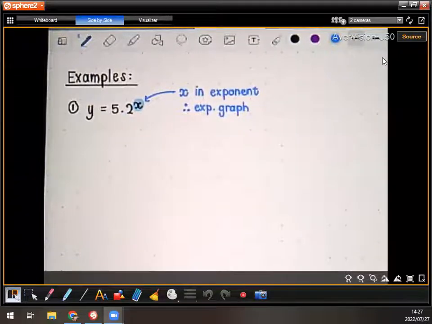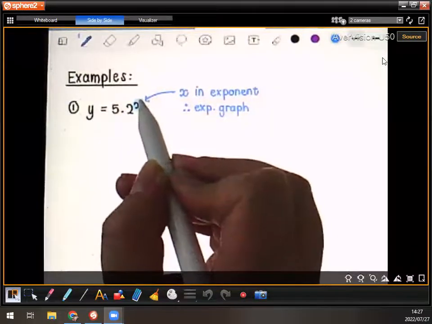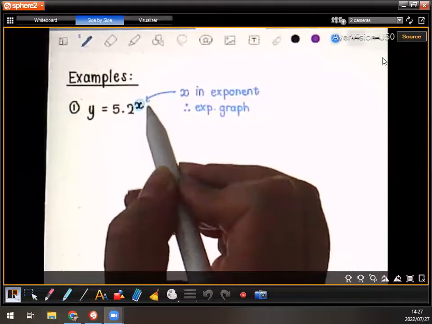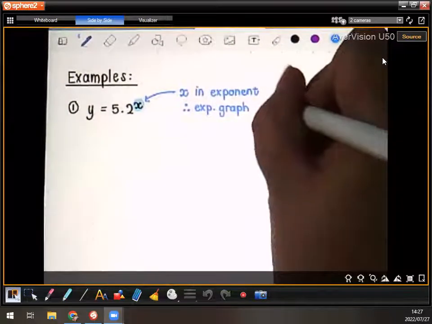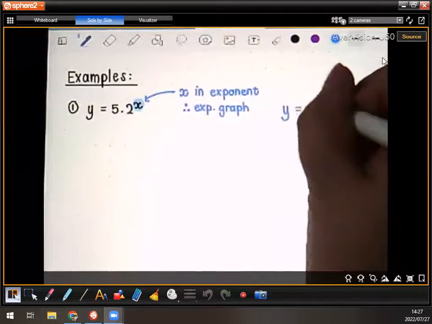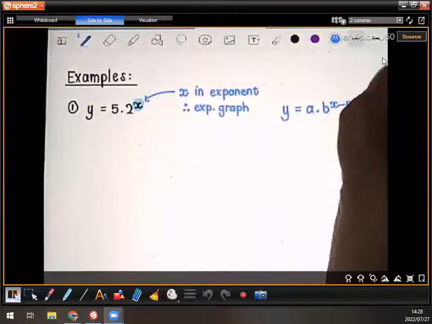Okay, now guys, do I have a q value here? Remember, q is a constant term, right? It's a times b to the x minus p. We don't have a p value here, it's just x. And then plus q. I'll just write that on the side. Y equals a times b to the x minus p plus q.